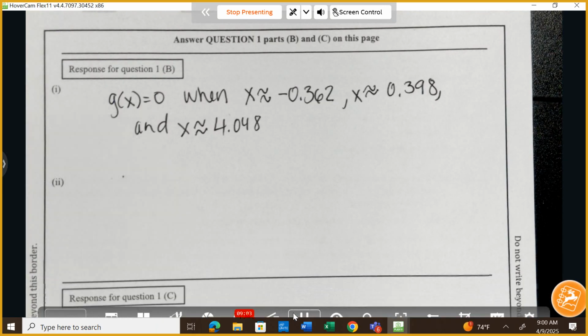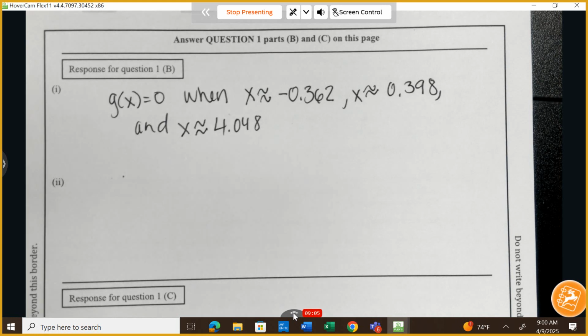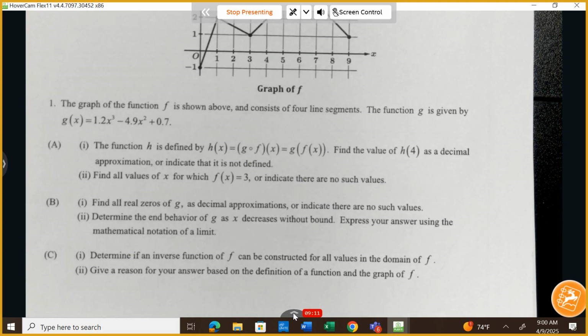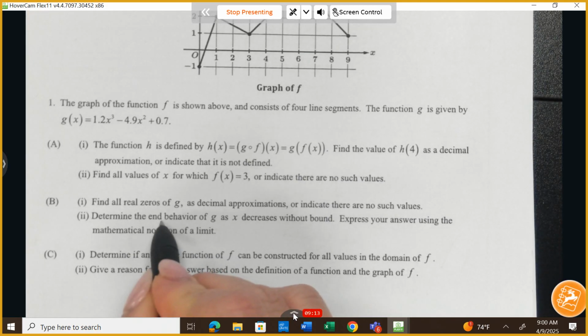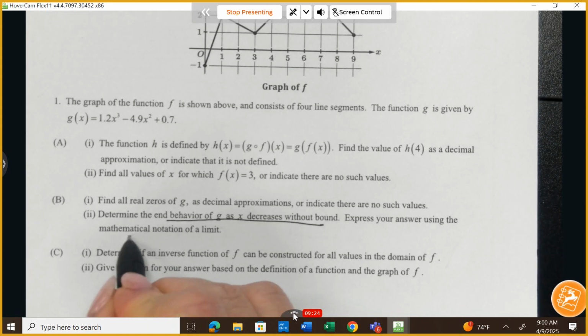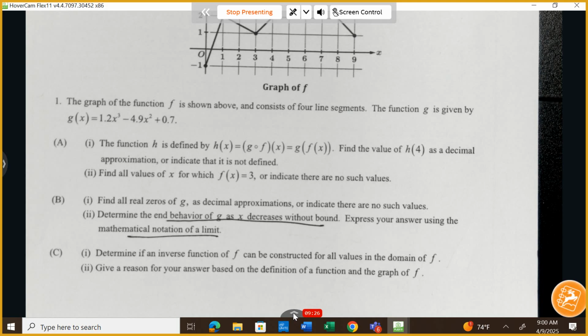I'm going to go to part 2 of number 1. So part 2 says, determine the end behavior. Now this is key. On your paper, please underline this. We do not want to give additional information. We only want to precisely answer what they're asking us to do. So we want to express it in mathematical limit notation.